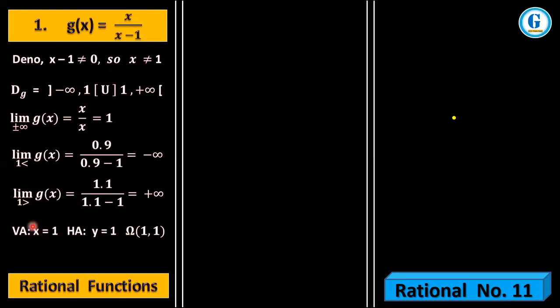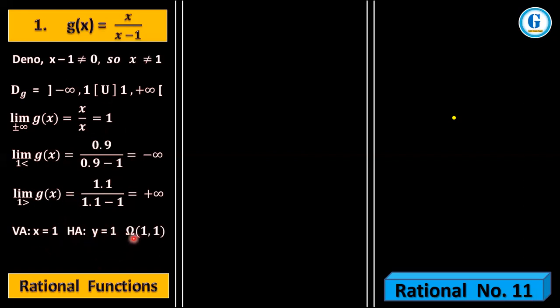Don't use not equal to for the vertical asymptote, just equal to. You use not equal to for the domain. Now, the horizontal asymptote is the equation y equals 1. We get the vertical asymptote from the domain. We get the horizontal asymptote from the limits. Vertical asymptotes from domain, horizontal asymptotes from limits.